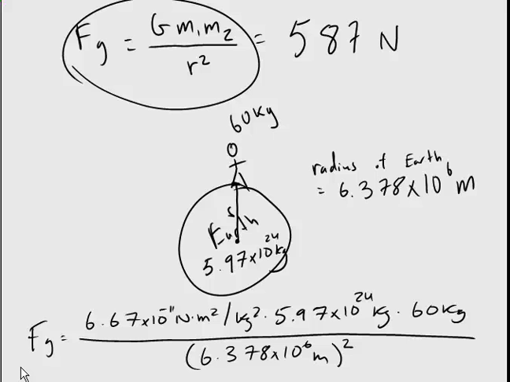Okay guys, so in the last video we calculated the force of gravity between you and the Earth, and therefore the Earth and you. And the number we got was 587 newtons, about. So let's use that number to do some more calculations.